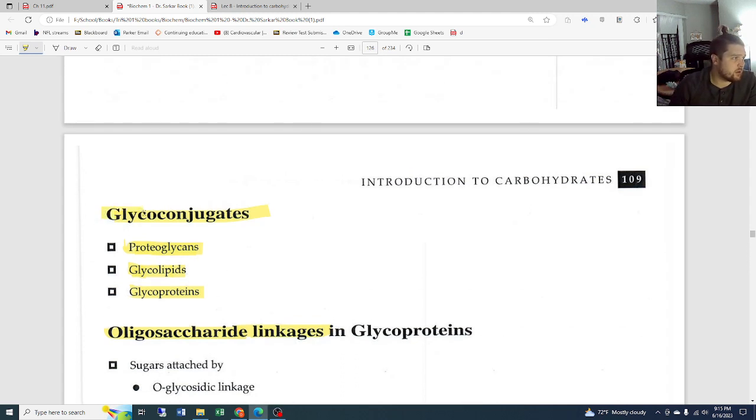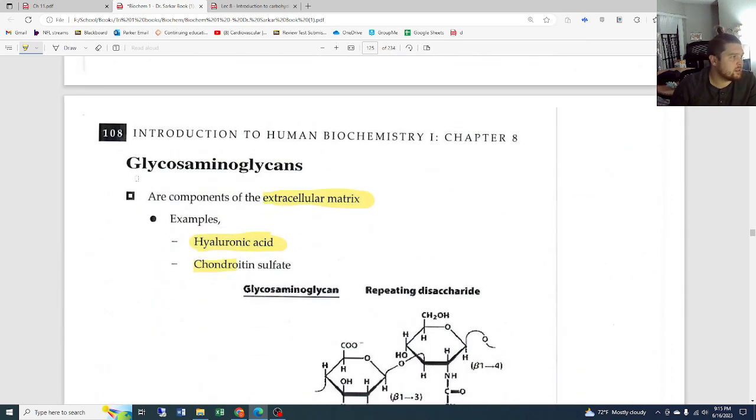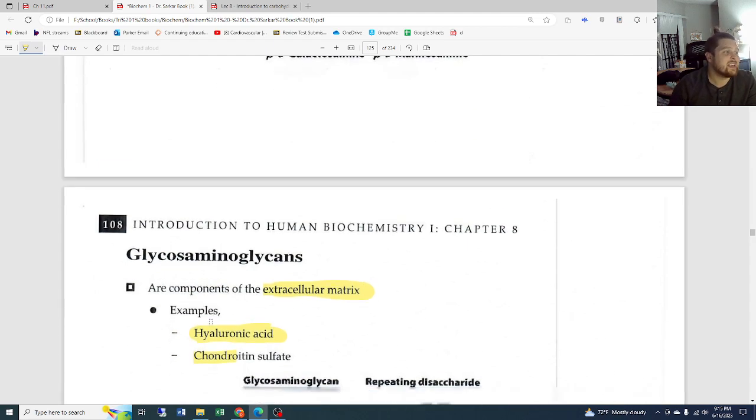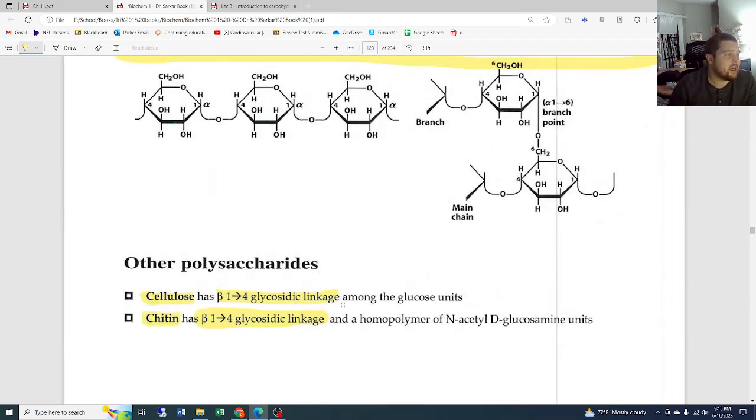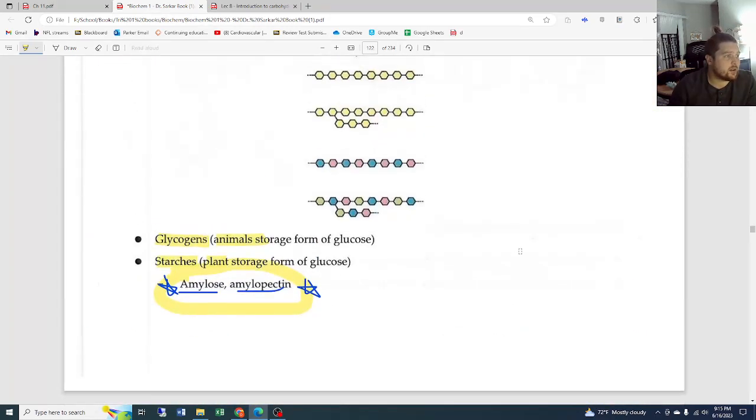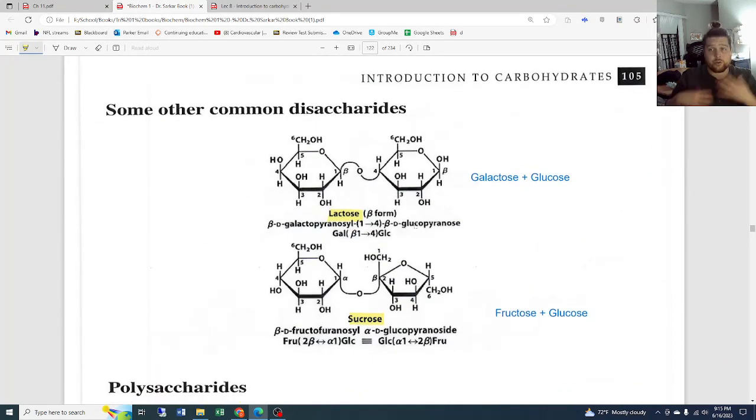Because the glycoconjugates, the glycosaminoglycans, hyaluronic acid, chondroitin sulfate, this terminology, and a lot of these sugars, the amylose, amylopectin, cellulose, chitin, etc., all of this stuff is going to come back. So take the second now to look it up, so that way you'll be good to go and you'll at least have a base knowledge of what it is when we start to actually take that terminology and plug it into other things to apply it.